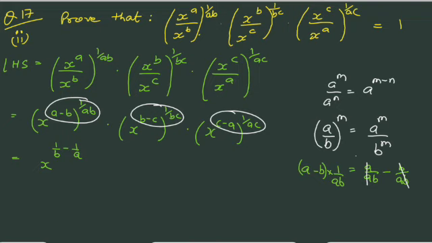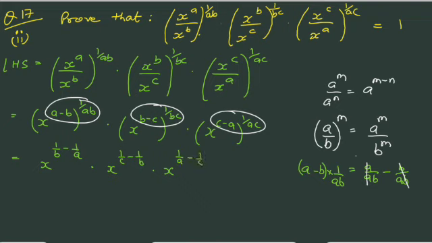Identify the pattern. Here it was a minus b. What is left is 1 upon b minus 1 upon a. So apply that pattern in the second one. X raised to 1 upon c minus 1 upon b. X raised to 1 upon a minus 1 upon c.